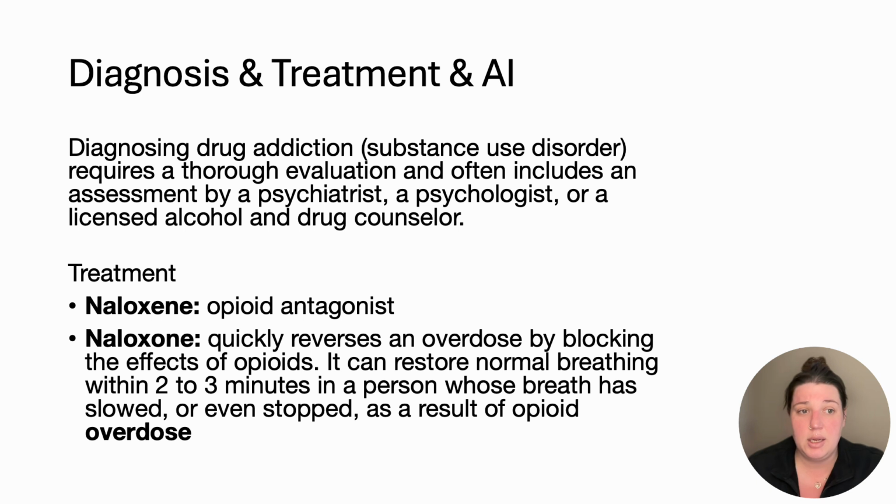Diagnosis, treatment, and AI. Diagnosing drug addiction requires a thorough evaluation, often including an assessment by a psychiatrist, psychologist, or a licensed alcohol and drug counselor. Now, if someone has an overdose, they can use the opioid antagonist medication called naloxone, which quickly reverses an overdose by blocking the effects of opioids. It can restore normal breathing within 2 to 3 minutes in a person whose breath has slowed or even stopped. And again, this is used during an overdose.